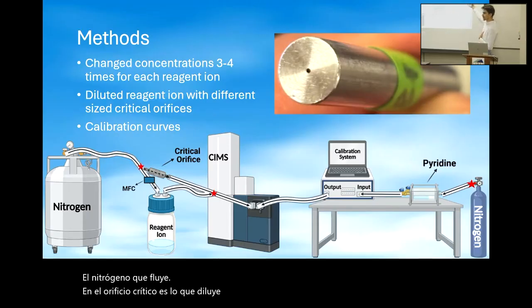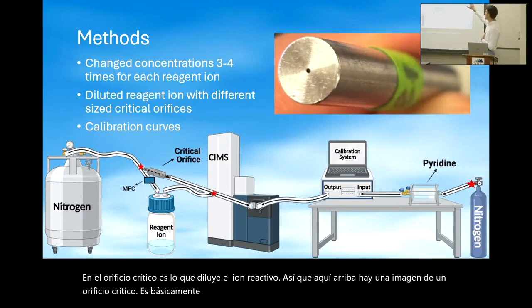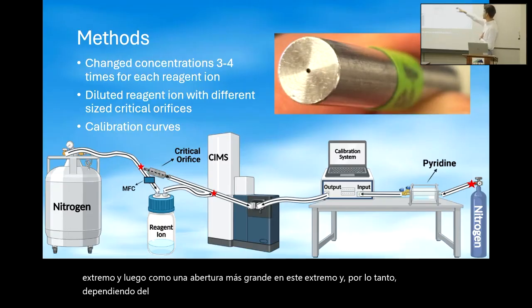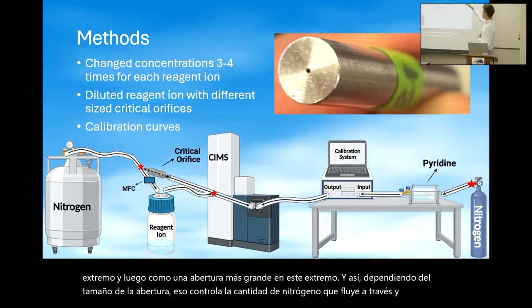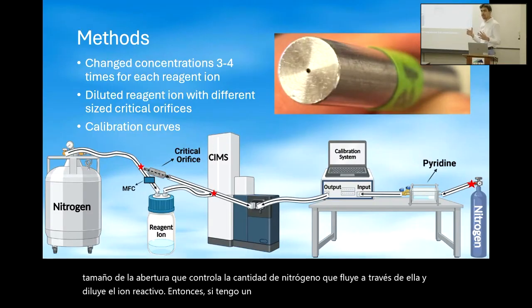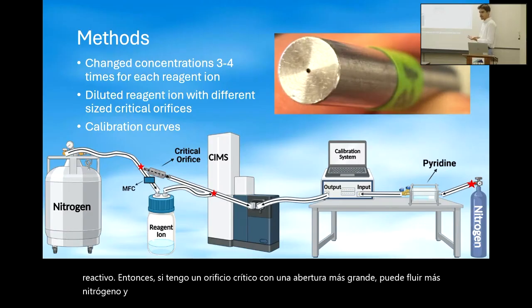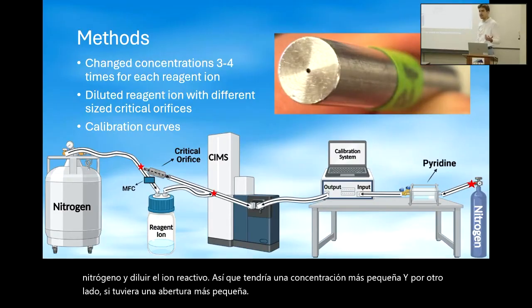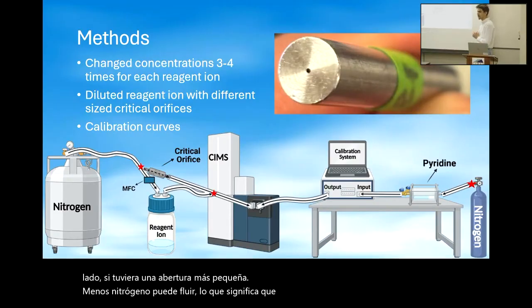Up here is a picture of a critical orifice. It's basically a small cylinder with a small opening on one end and a larger opening on this end. Depending on the size of the opening, that controls how much nitrogen flows through and dilutes the reagent ion. If I have a critical orifice with a bigger opening, more nitrogen is able to flow through and dilute the reagent ion, so I would have a smaller concentration. On the other hand, if I had a smaller opening, less nitrogen is able to flow through, which means I have a higher concentration of the reagent ion.